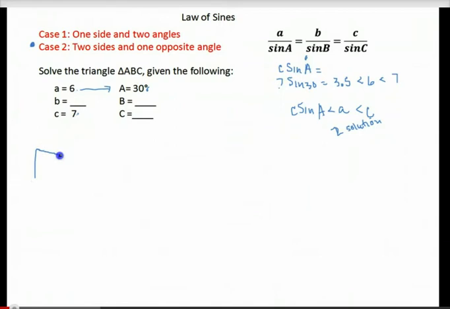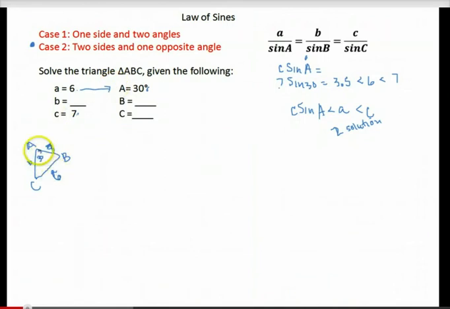Drawing ourselves a little diagram. A, B, and C, and our opposite sides. Now the angles don't matter where they are as long as you put the right sides opposite them. Alright, the pieces we have are C is 7. We don't have side B, but we do have side a is 6. And we do know the angle A is 30.